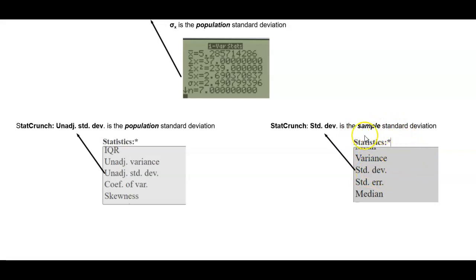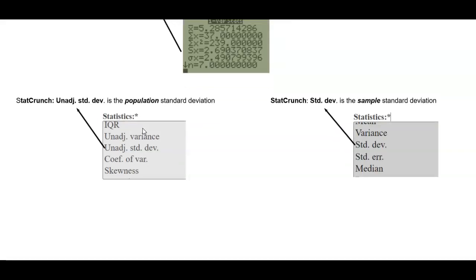So more than likely, you'll be using this more often than the population, but you've got to pay close attention in this section when they're asking for specifically the population standard deviation. Again, when you're using StatCrunch.